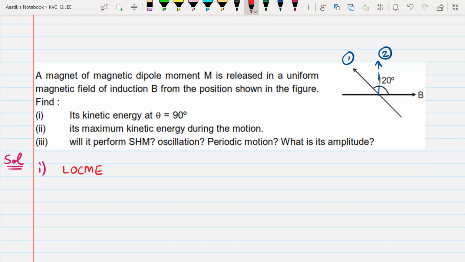Total energy at point 1 is equal to total energy at point 2. What is the total energy at point 1? Total energy at point 1 consists of magnetic potential energy plus kinetic energy, that must be equal to magnetic potential energy plus kinetic energy at point 2. What is the magnetic potential energy at point 1? Minus mB cos 120. Do we understand this?